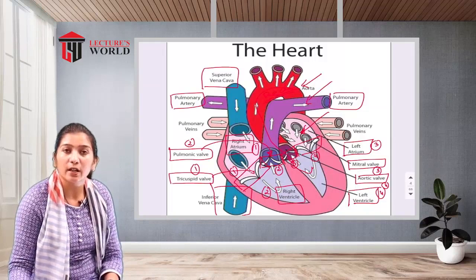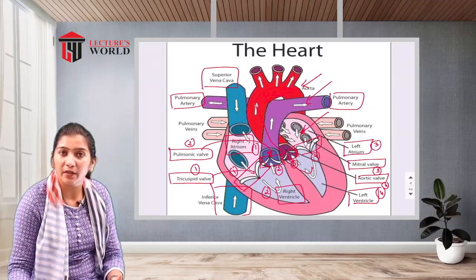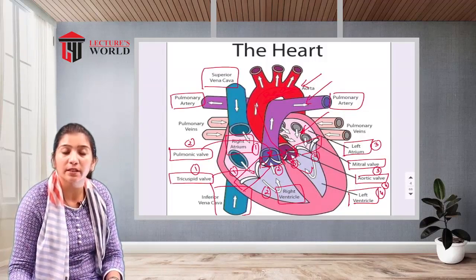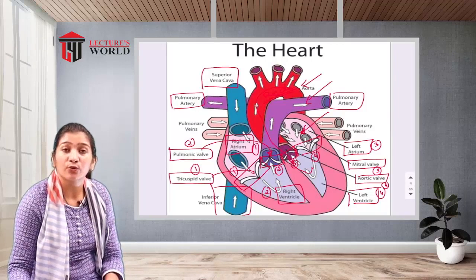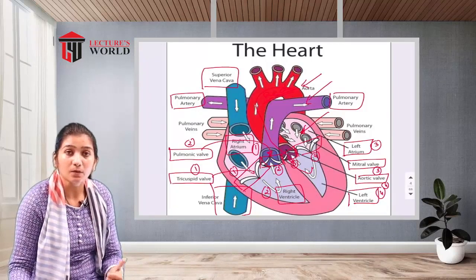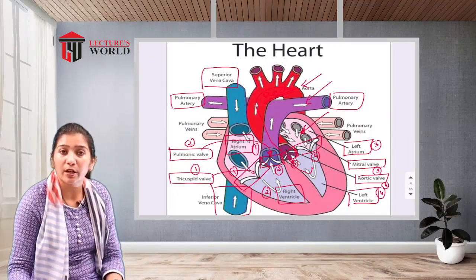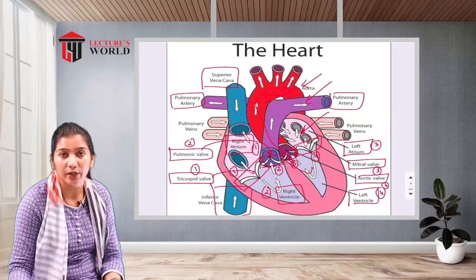There are two vena cava: the superior vena cava and the inferior vena cava. There are four chambers in the heart: right atrium, right ventricle, left atrium, left ventricle. There are four valves in the heart: tricuspid valve, mitral valve, pulmonary valve, and the aortic valve.